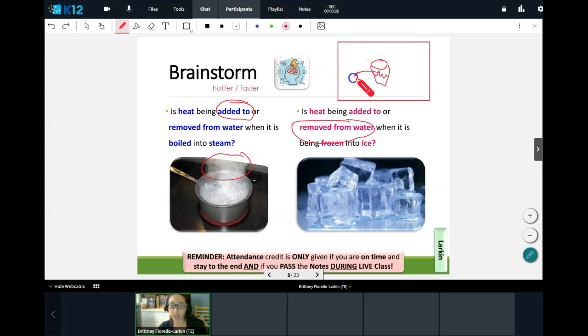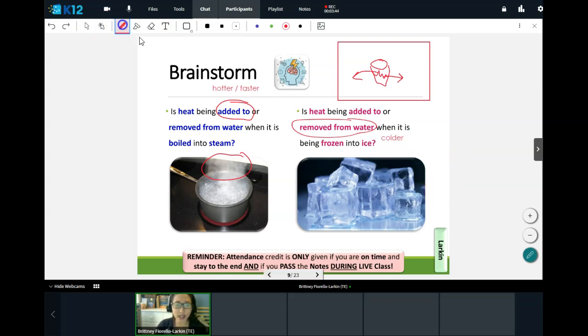So it's actually stealing that heat away. And as it steals that heat away, what happens to the temperature of that water? Does it get hotter or colder? Think about yourself. If you're losing heat, are you going to get hotter or colder? Absolutely, yeah. If it's freezing into ice, it's definitely getting colder.